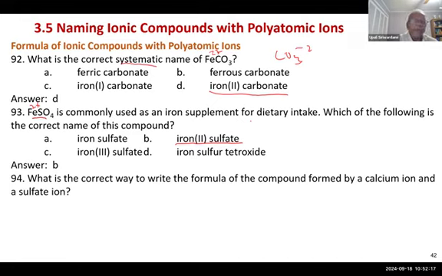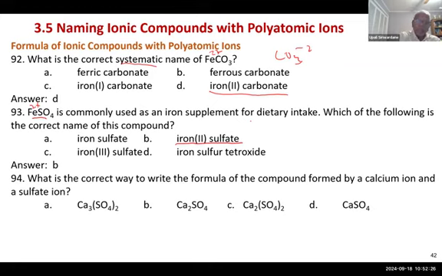What is the correct way of writing the formula of a compound formed by calcium ion and sulfate ion? Calcium is 2 plus. Sulfate ion is 2 minus. Therefore, charge is balanced. Therefore, this is the correct answer. You don't have to cross multiply to get the charge balance. D is the correct answer. 2 plus 2 negative are balanced. Therefore, you drop the charges and write down calcium sulfate.